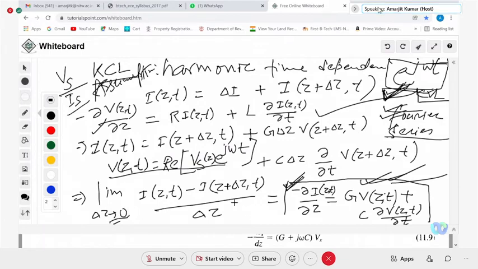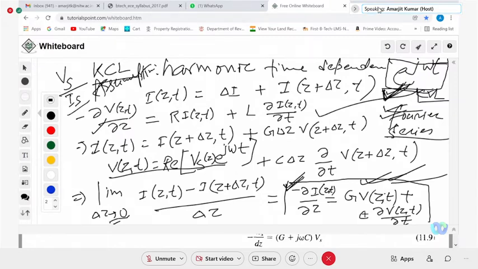Similarly, i(z,t) will be the real part of I_s(z) into e to the power j omega t. So then in terms of phasor voltage and phasor current, how can we write these two equations? If v(z,t) is equal to the real part of V_s(z) into e to the power j omega t, you can put it here directly.